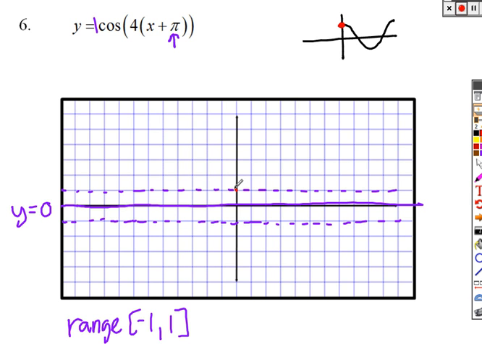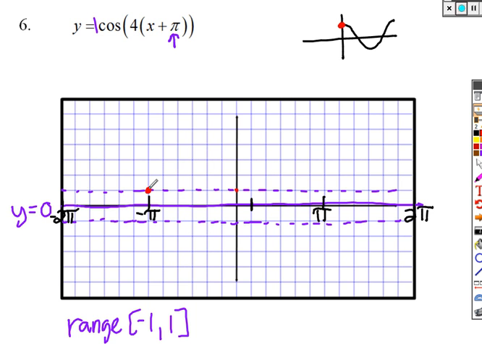At this point, I'm going to actually label the x-axis. I've labeled so every dash is pi over 6 radians. And I'm saying, okay, well that used to be the y-intercept of my parent function, that's now going to move pi radians to the left. So that's going to be my new starting point.